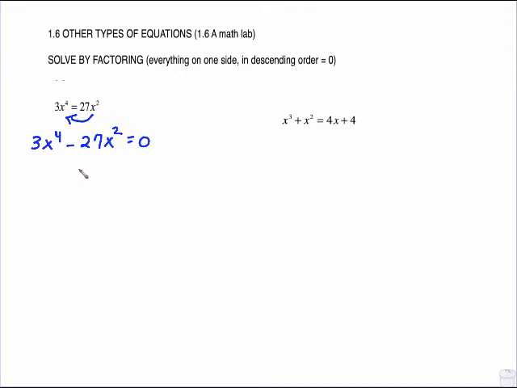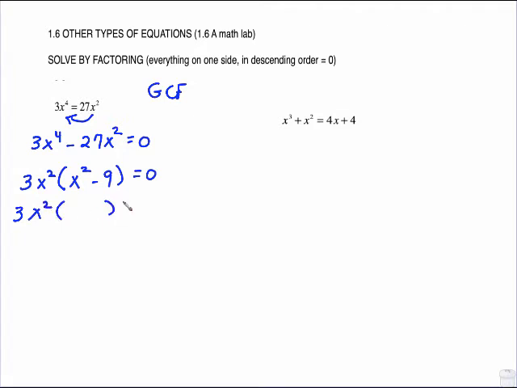And the first kind of factoring you're supposed to think about is taking out the GCF. So if you look here, the GCF between 3 and 27 is 3, and between x to the fourth and x squared, it is x squared. And if you factor 3x squared out of there, you are left with x squared minus 9 equals 0. Now we have taken out the GCF, but we have not completely factored this polynomial. So we will bring the 3x squared down.